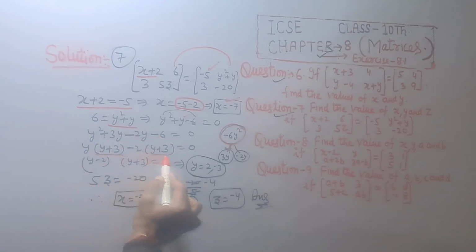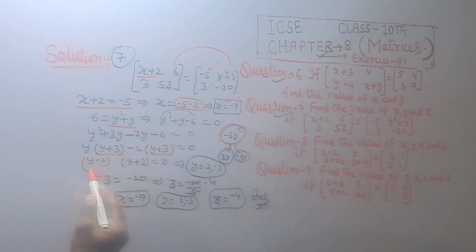Y is taking common, in bracket y plus 3 and minus 2 is common. So y minus 2 first and y plus 3 second equal to 0. Then y is equal to positive 2 and y is equal to negative 3. And 5z equal to minus 20 means z equals minus 20 upon 5, that is minus 4. So x equals minus 7, y is equal to 2 and minus 3, z equal to minus 4. Answer.